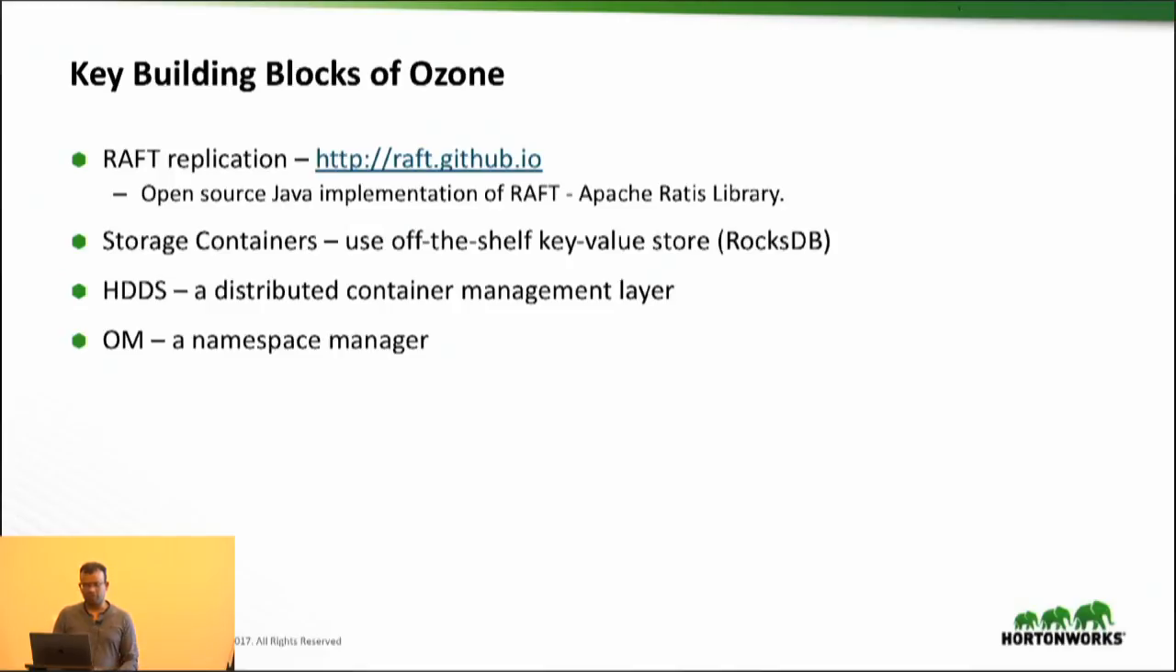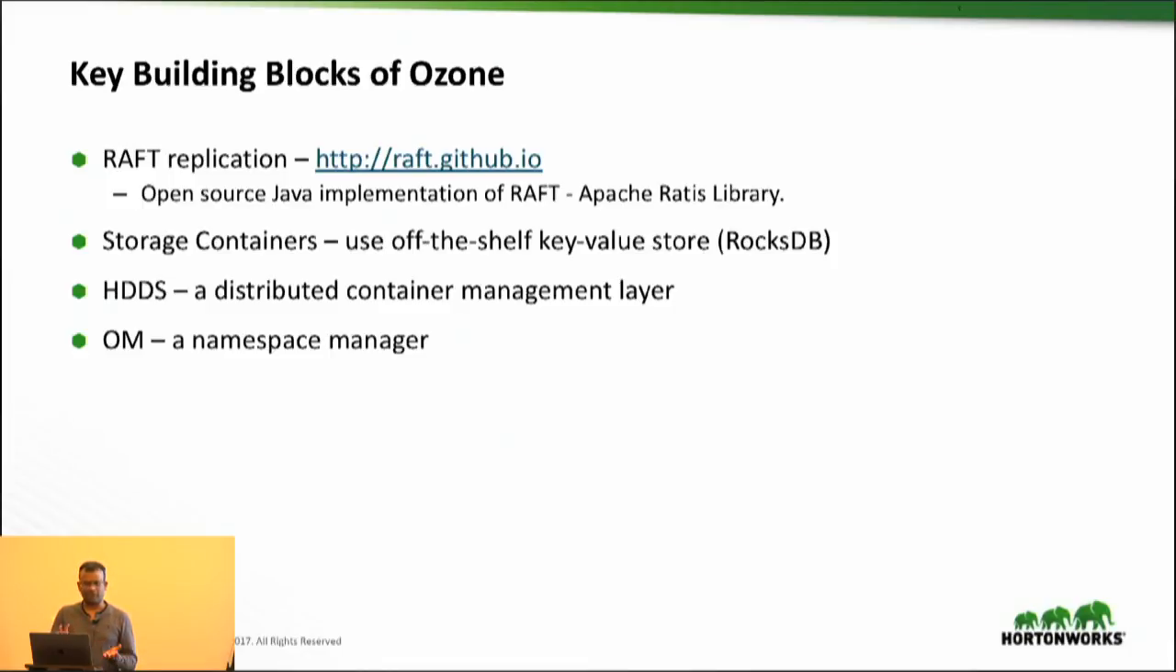So, some of the key building blocks of Ozone. First of all, we are using Raft replication. Raft is an algorithm for distributed consensus. It's very similar in spirit to Paxos, but it was designed to be much easier to understand. We did not design Raft, but we did have an open source implementation of Raft as part of Apache Ratis. That's a separate project. The second thing is that we use this concept called storage containers, and containers is a highly overloaded term. So this has nothing to do with Linux containers or with Docker containers or YARN containers.